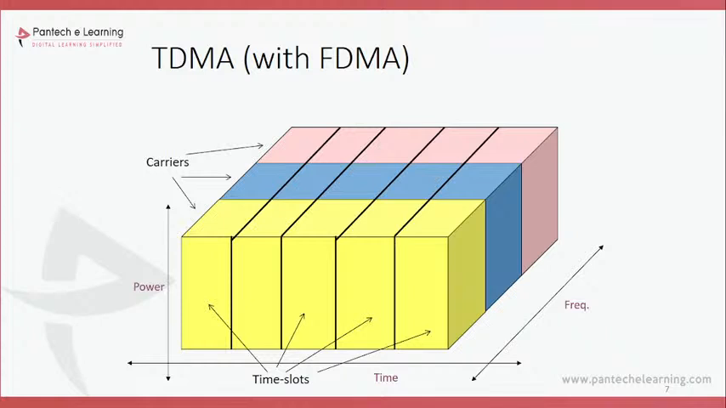So this is TDMA with FDMA, and it also has some advantages. No broadband is required for the wideband system, and no narrowband filter is required for this wideband system.